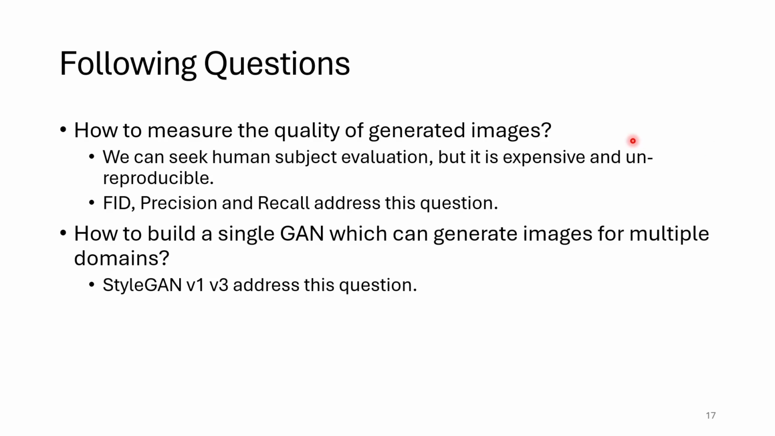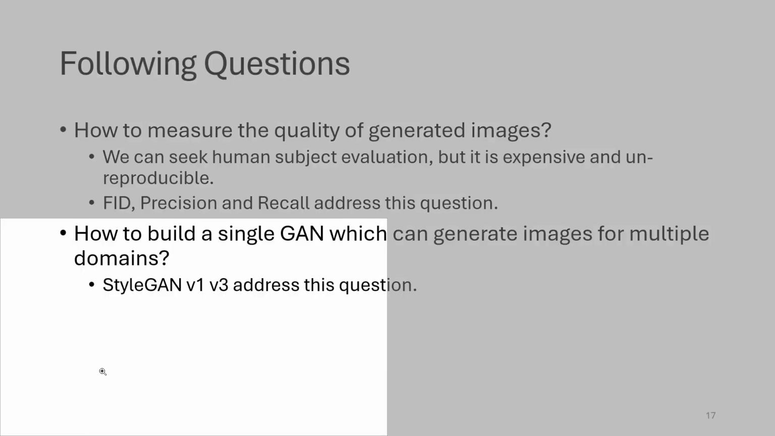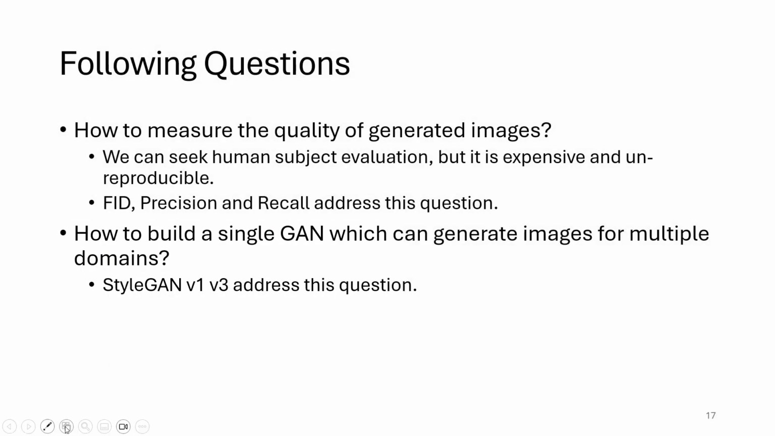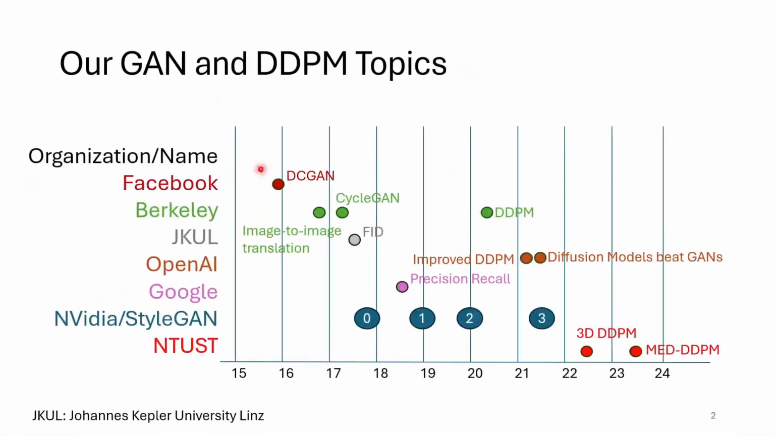Okay. So the first question was addressed by the metric FID and the precision and the recall. And the second question is addressed by StyleGAN. Let's take a look at their release dates. Okay, so this is FID. FID was released after the CycleGAN. And this is StyleGAN 1, 2, 3, not including the 0. 0 means ProgressiveGAN, right? So this is another, I should say, approach. Okay, so let's go back here.